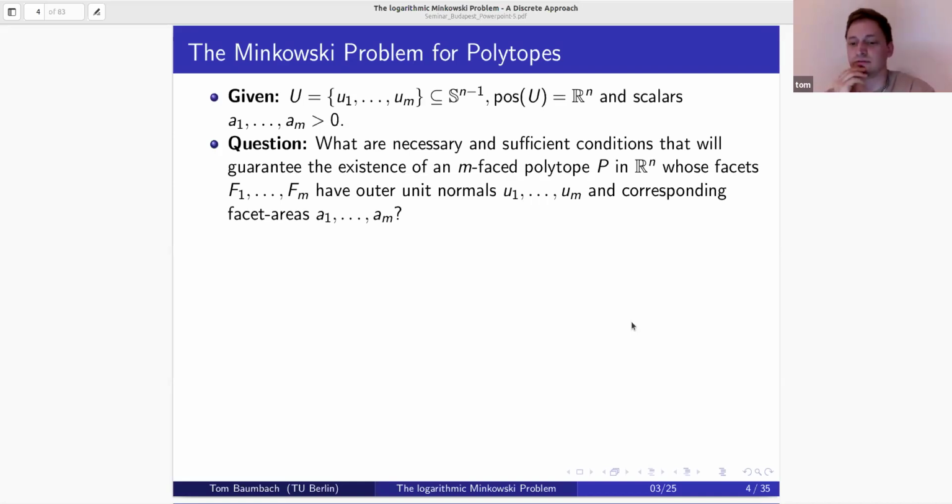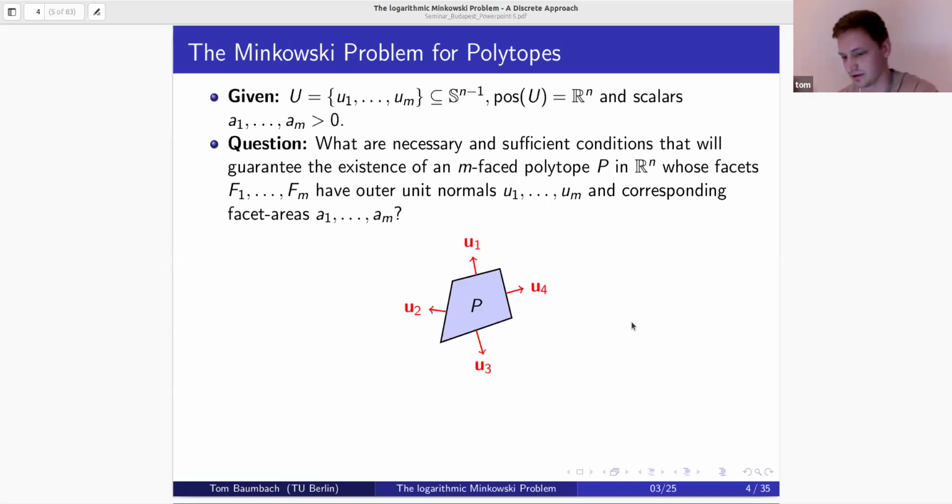Okay, so we are given a set of vectors which are contained in the unit sphere, and you can think of these vectors as outer unit normal vectors of polytopes. And we are given scalars a1 to am, which are greater than 0. Then the question is, what are necessary and sufficient conditions that guarantee the existence of an m-faced polytope, meaning that every vector ui really defines a facet of the polytope, whose facets f1 to fm have facet areas a1 to am.